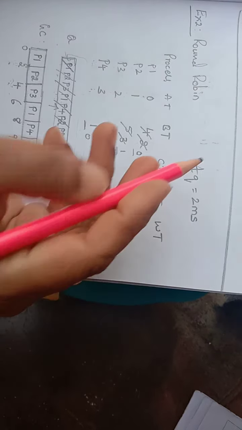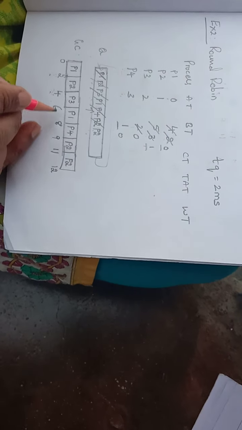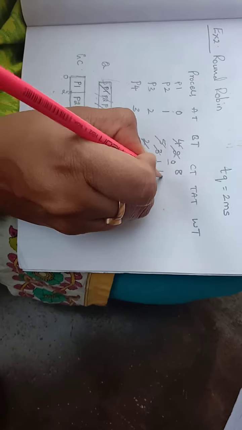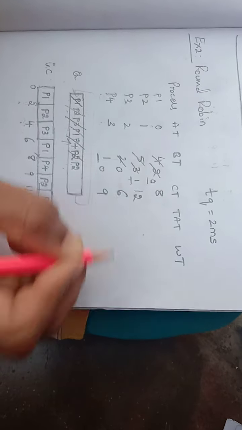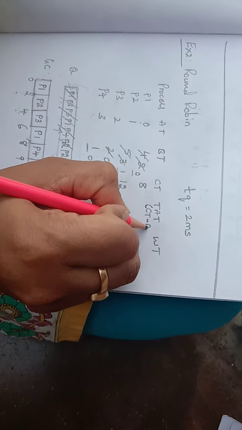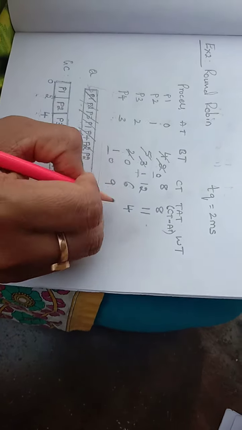From this we can calculate CT, TAT and WT. From the Gantt chart we can say that P1 completes at 8 milliseconds, P2 at 12, P3 at 6 and P4 at 9. We already know what TAT is. TAT would be CT minus AT. That is nothing but 8 minus 0, 12 minus 1, 6 minus 2 and 9 minus 3.